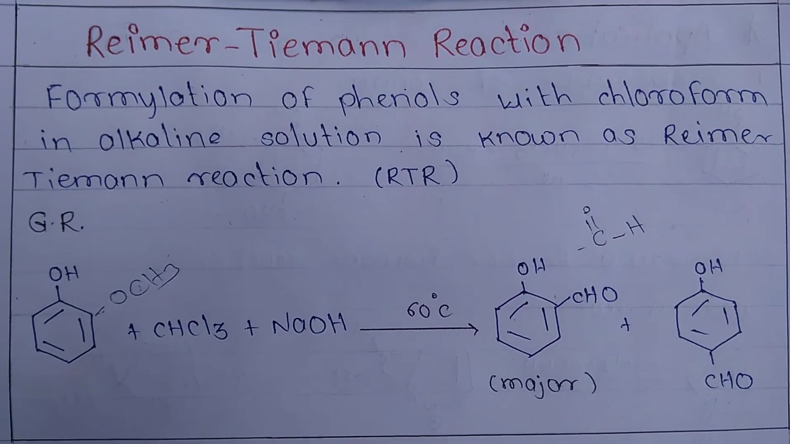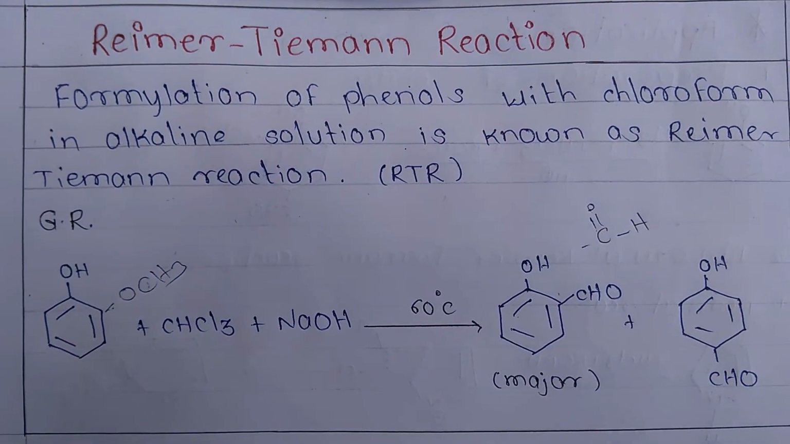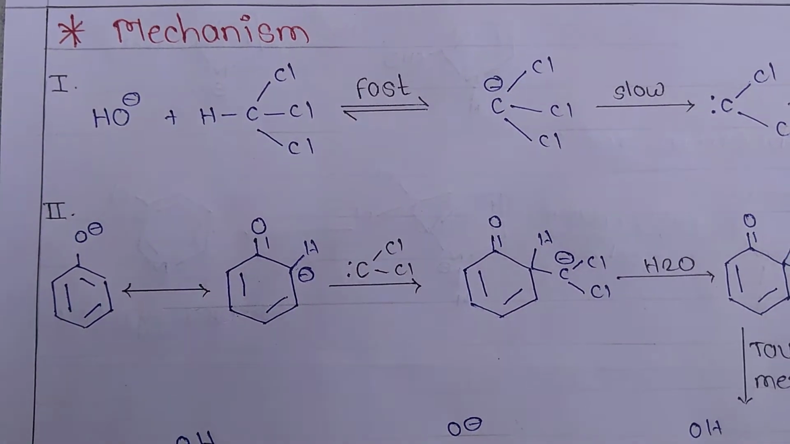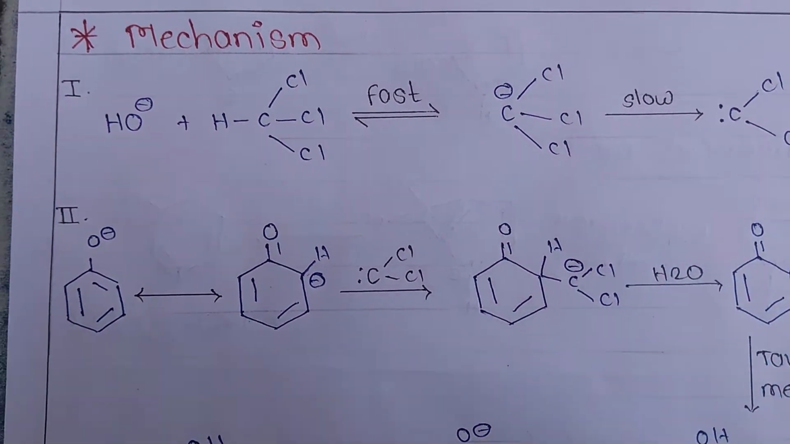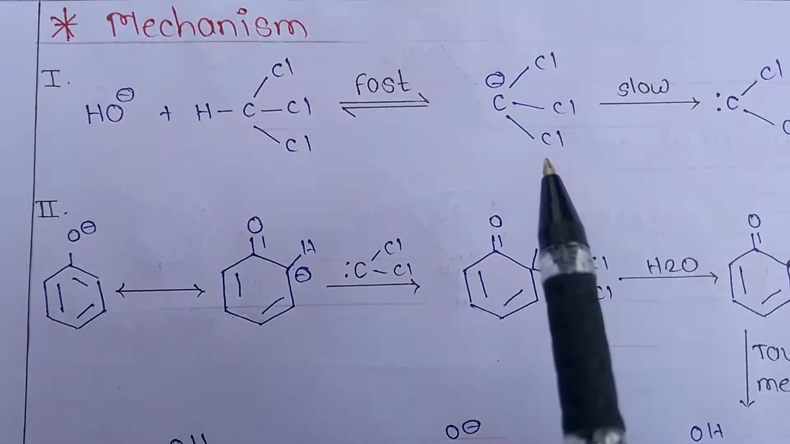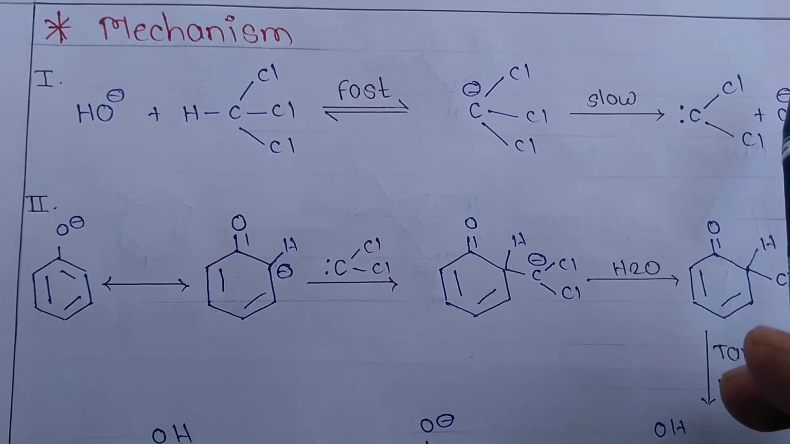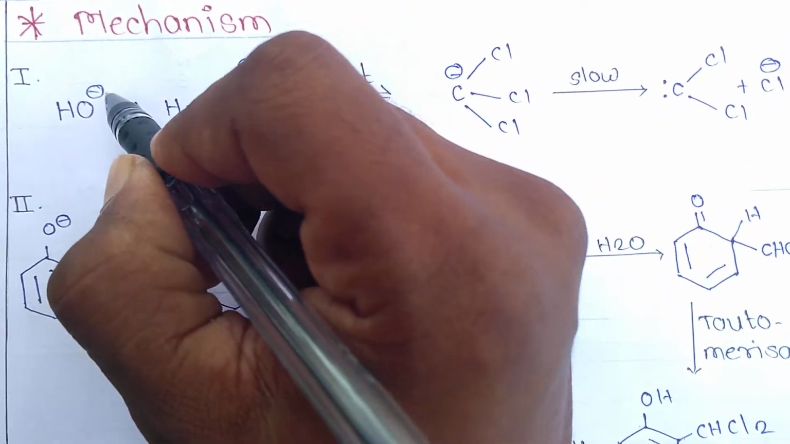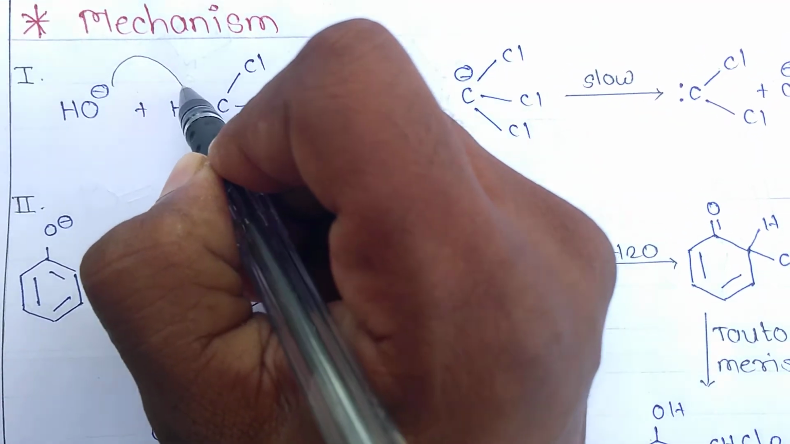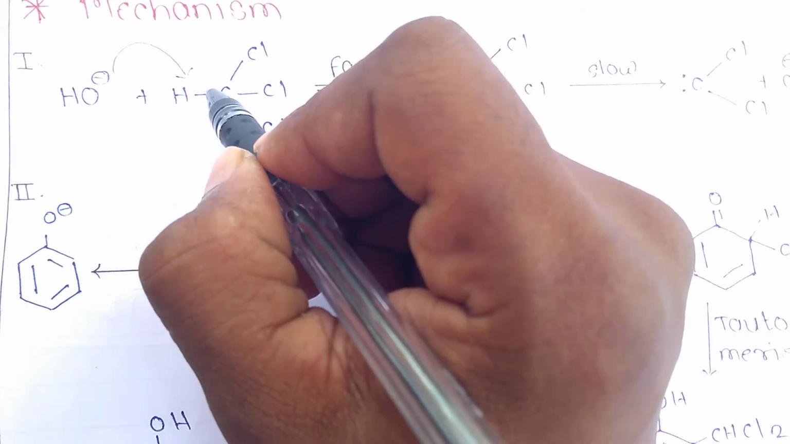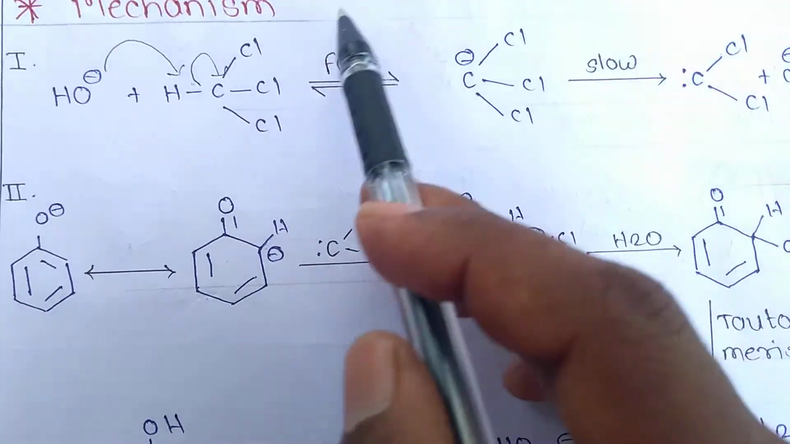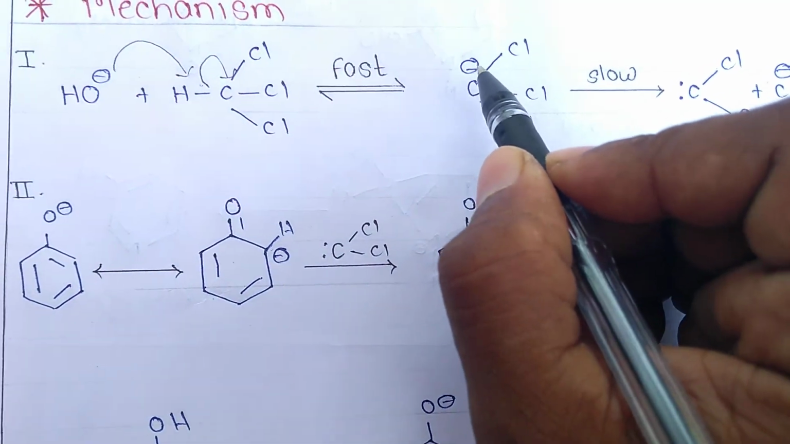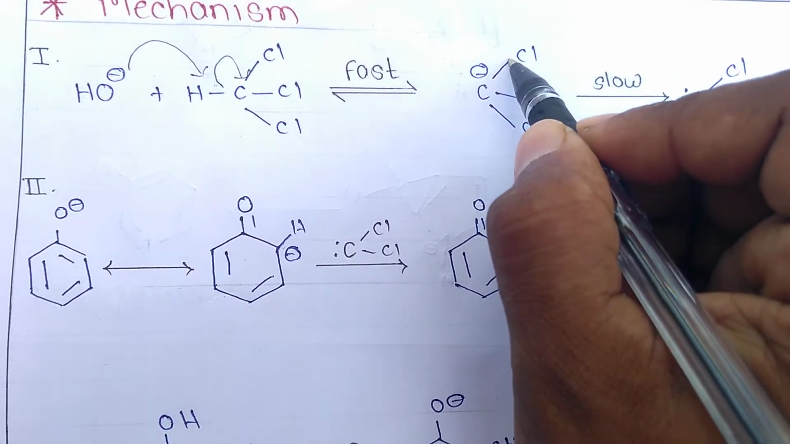So let's talk about the mechanism of this reaction. In this mechanism, it is believed that chloroform and sodium hydroxide react to produce the electron deficient dichlorocarbene species. That means like this. Here OH minus takes hydrogen like this. This is the fast reaction, and this carbanion is unstable because of the Cl minus.